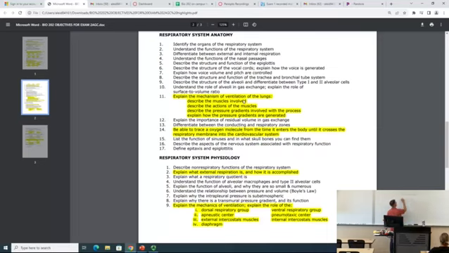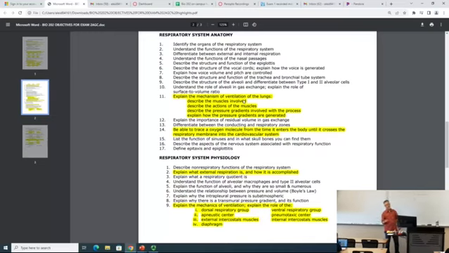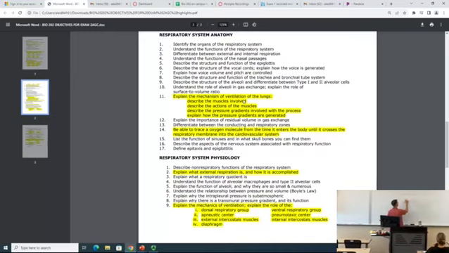Okay, second step is after we take that air in, we've got to be able to exchange the oxygen and carbon dioxide. We want to get more oxygen into the blood. We want to get carbon dioxide out of the blood. So that is called external respiration. So we've got to be able to explain how that works.